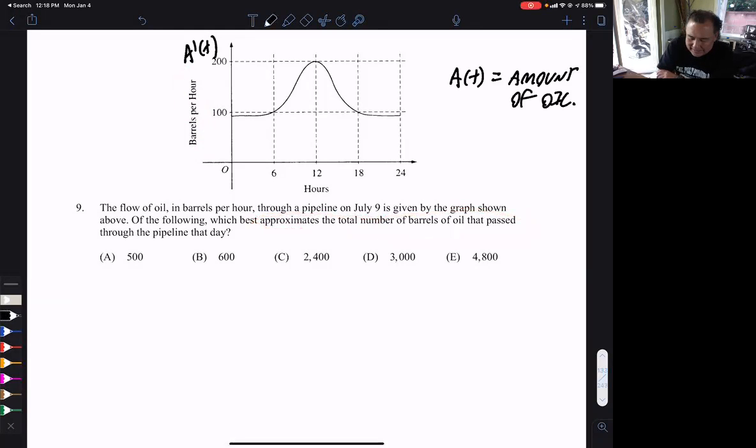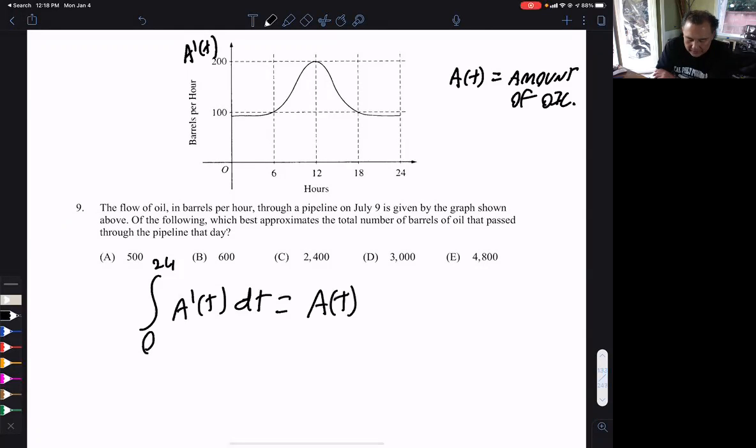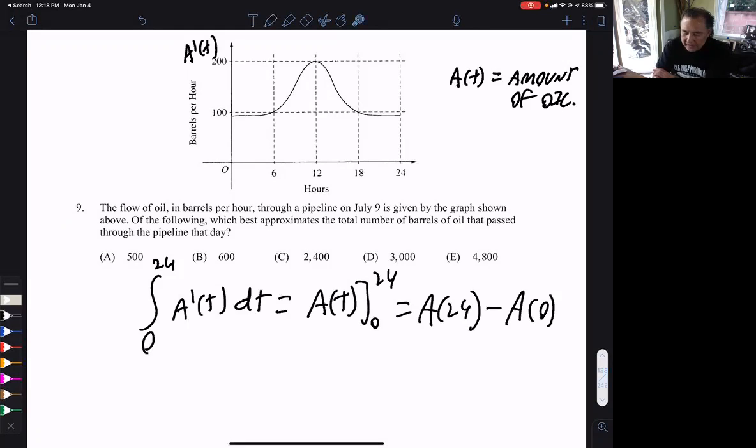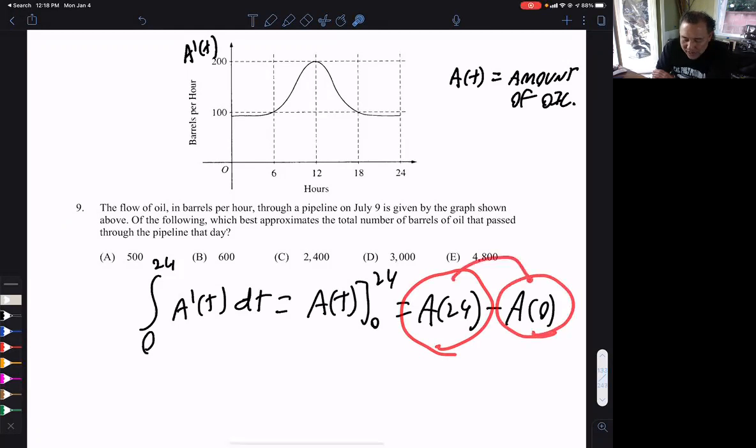So here is the secret. If you integrate A prime of T from 0 to 24, what does that give you? Well, the antiderivative of A prime is A, from 0 to 24. This is the amount of oil after 24 hours, and this is the amount of oil at the beginning. If you subtract that, it gives you the change in the amount of oil, or in other words, how much oil has flowed through the pipeline.